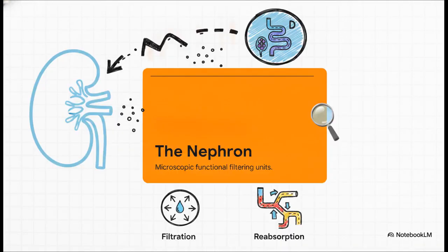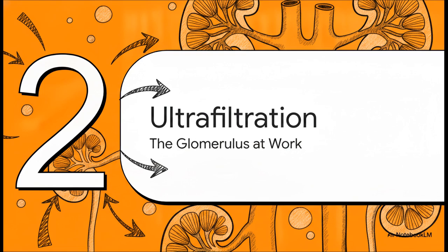Now let's zoom all the way in to the microscopic level. See this tiny tubule labeled D? That is the nephron. Your kidney isn't just one giant filter. It's actually made up of literally millions of these tiny functional filtering units. The nephron is where the real magic of urine formation happens, and it does this through two main processes. Which brings us to Section 2, ultrafiltration under pressure, specifically looking at the glomerulus at work.